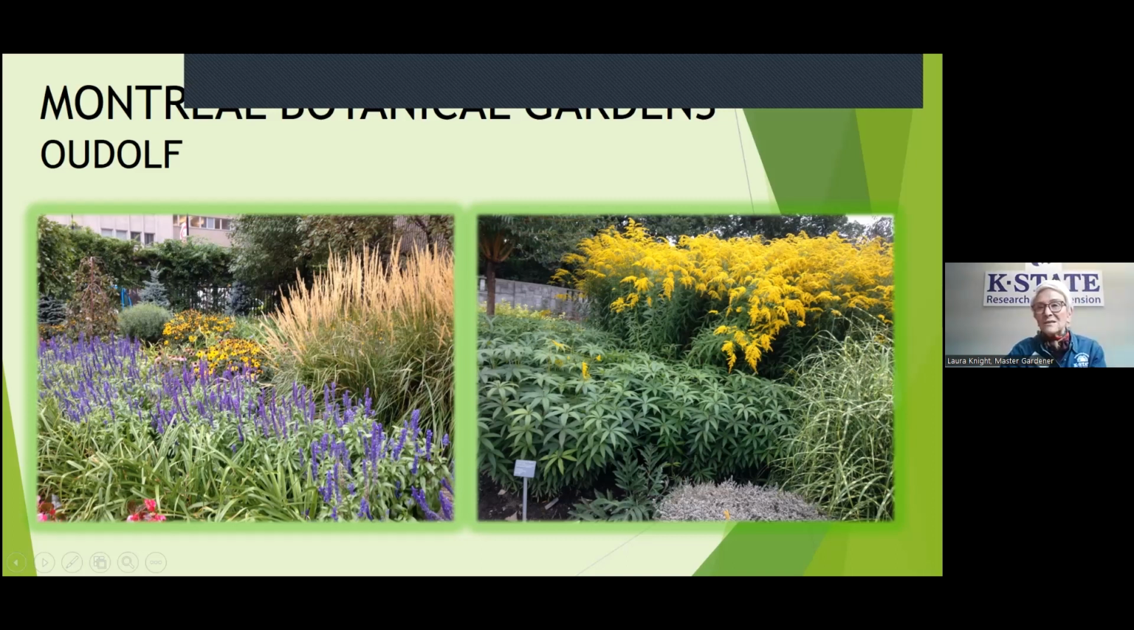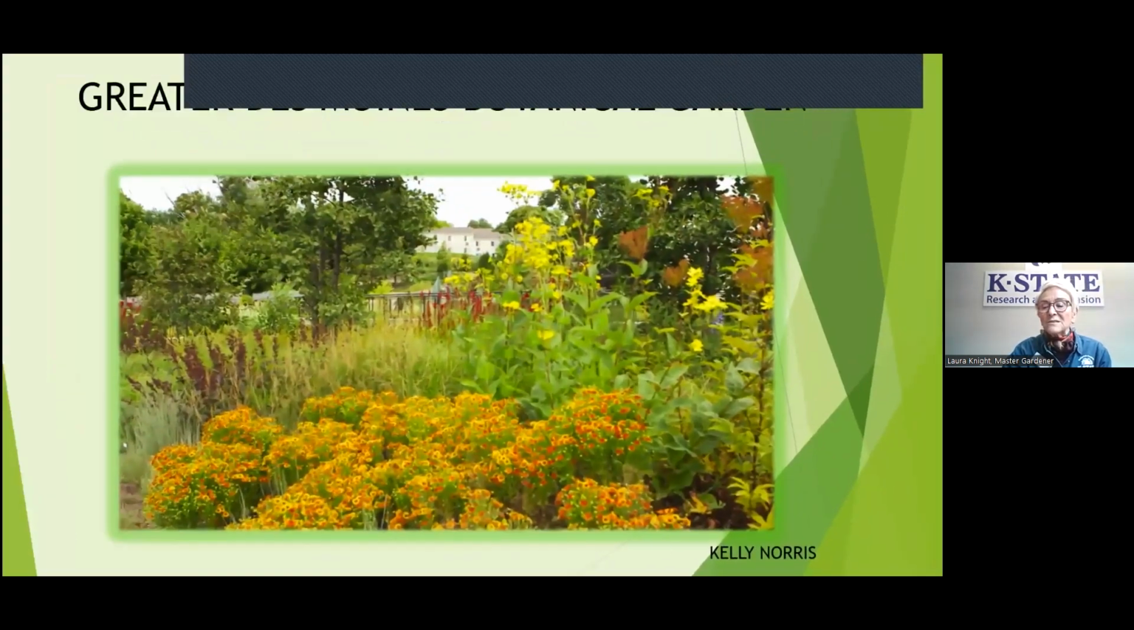When you buy Solidagos, Canadensis is not a good idea because it's a thug. To me, any plant is either a thug or a well-behaved social plant. And the Solidago Canadensis can be a real problem. And this is Kelly Norris, the All-American Gardening Boy. He has beautiful YouTube programs, but he also has a wonderful book. And this is when he was working at the Greater Des Moines Botanical Garden.